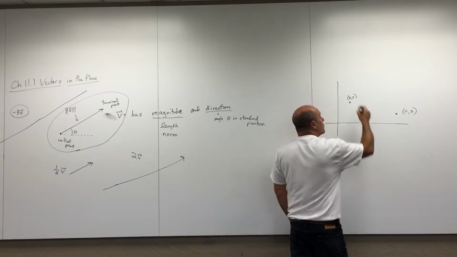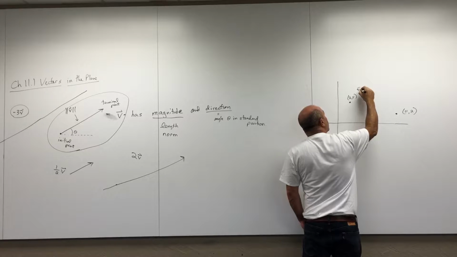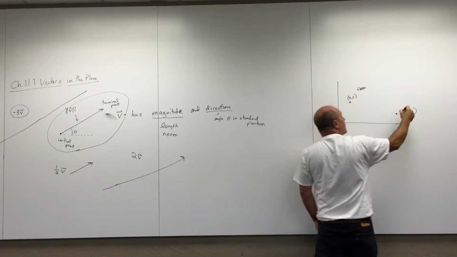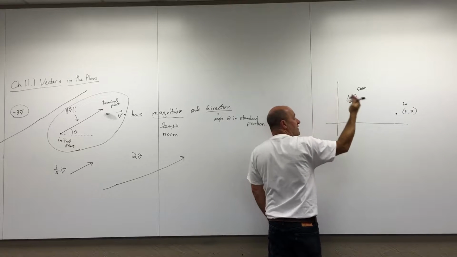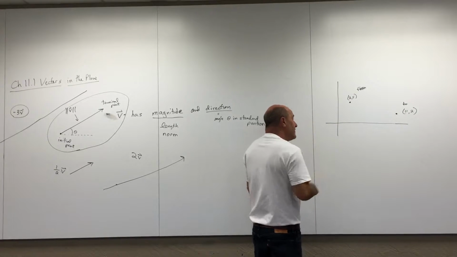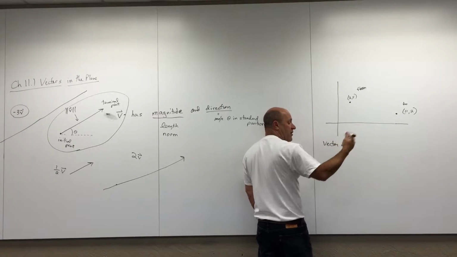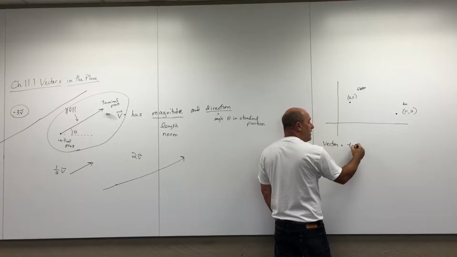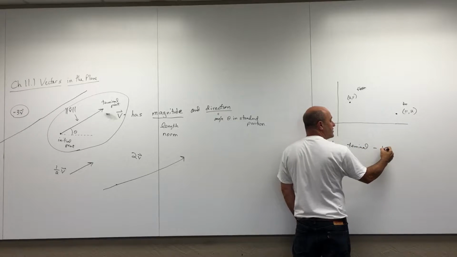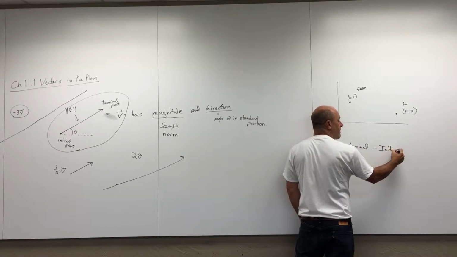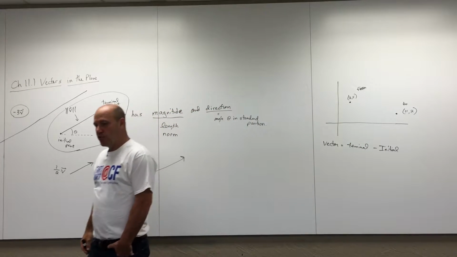So I want a vector that goes from the point 2, 5 to the point 11, 2. That makes this the initial point and that the terminal point. And there's a catchphrase: if you're trying to make a vector out of a couple of points, you do terminal minus initial. Terminal point minus initial point. I like the phrase terminal minus initial as how you create a vector.